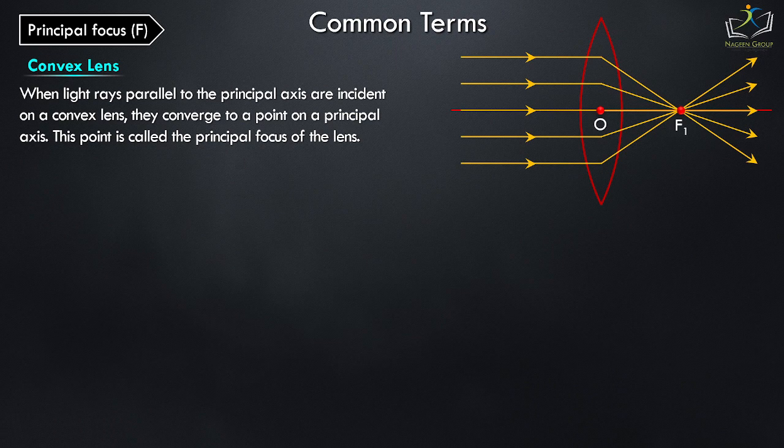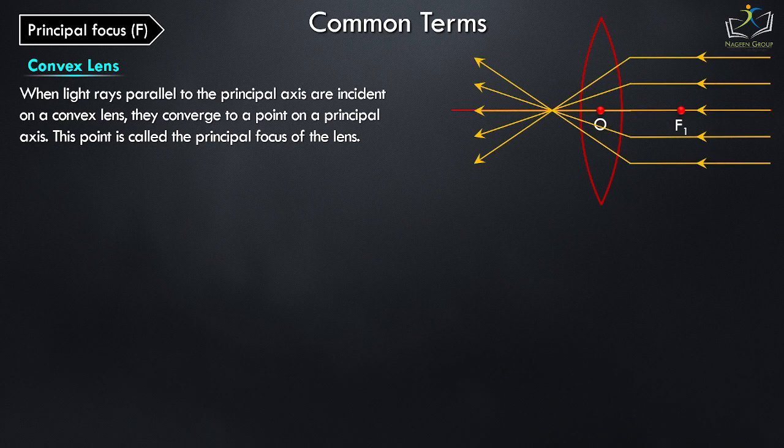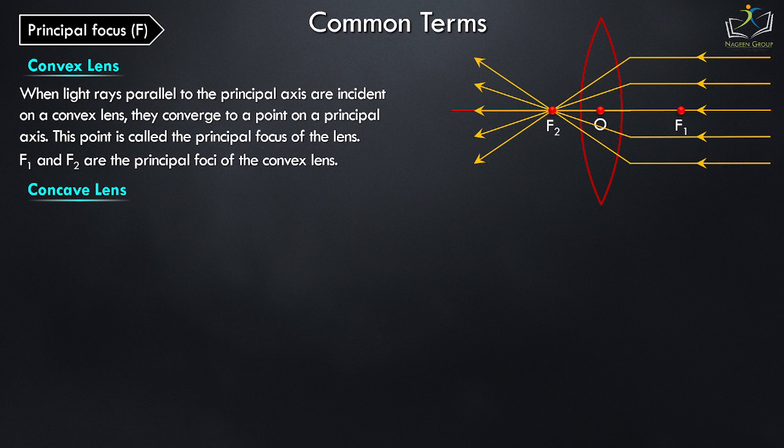इस point को क्या बोला जाता है? Principal focus, right? Now if you take the other direction, again we say it meets at one point, and this point we call focus. So here we have two focus. Once it was coming from this side, another time it is coming from the other side. So that time it is f1, now it is f2. So we have two focus points, f1 and f2. These are called principal foci.